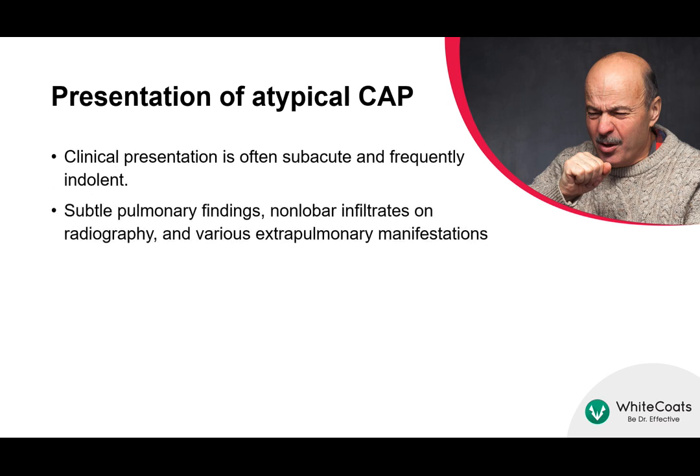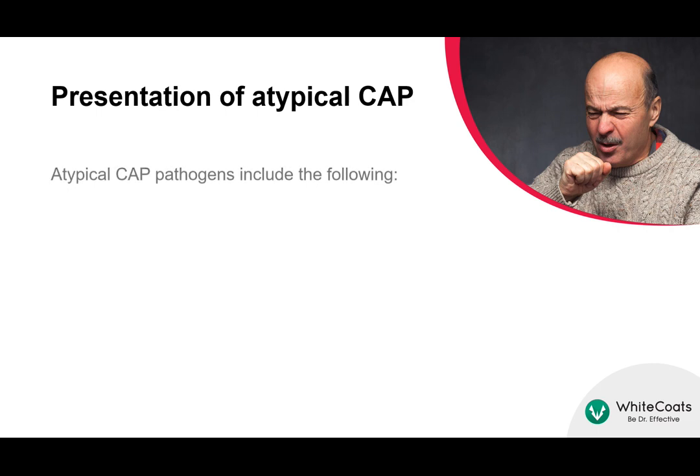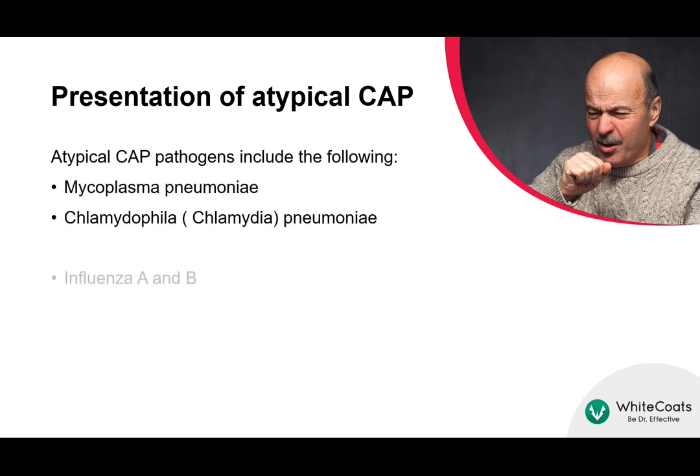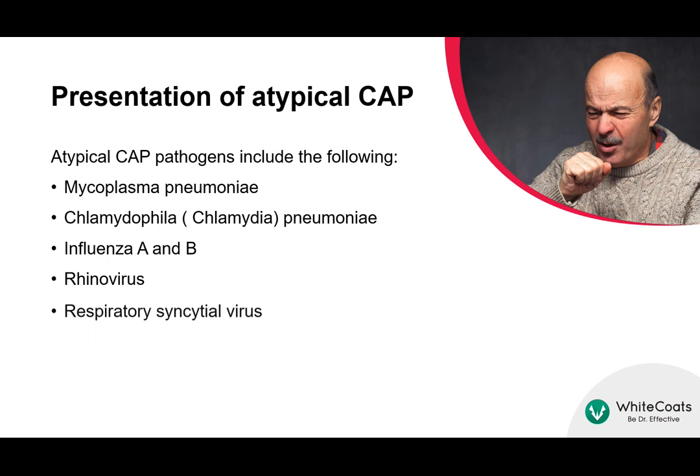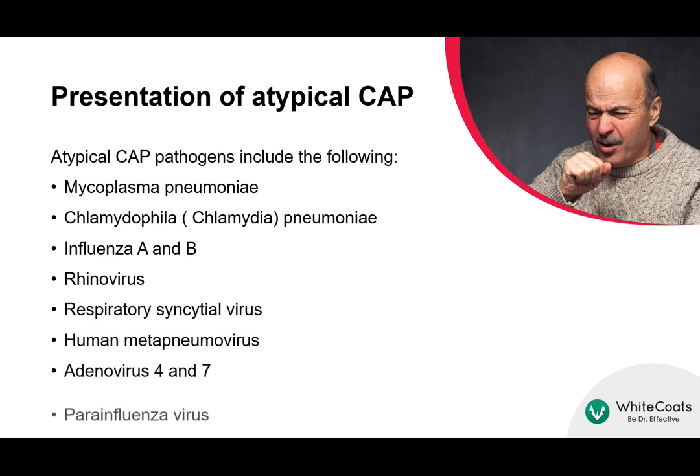Clinical presentation: atypical community-acquired pneumonia is often subacute and frequently indolent. The patient may have subtle pulmonary findings, non-lobar infiltrates on radiography, and various extrapulmonary manifestations. Atypical community-acquired pneumonia pathogens include Mycoplasma pneumoniae, Chlamydia, influenza A and B, rhinovirus, respiratory syncytial virus, human metapneumovirus, adenovirus 4 and 7, and parainfluenza virus.